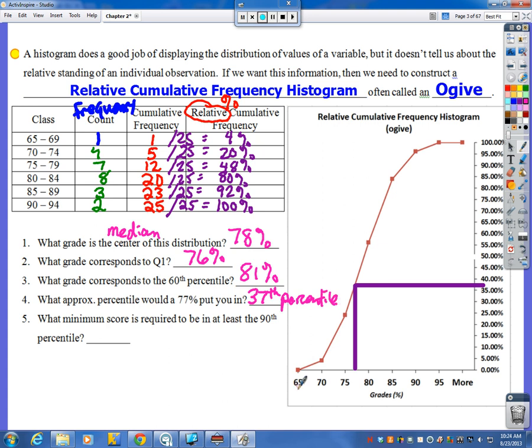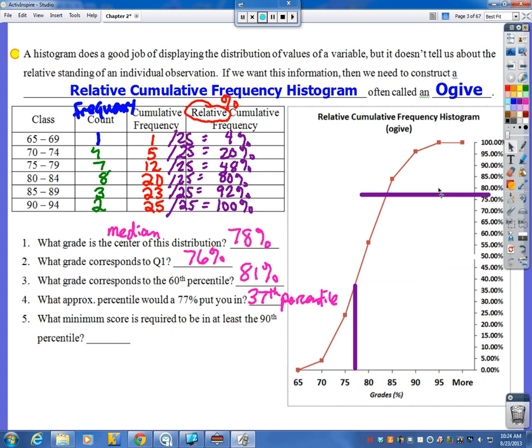Not too great, you know. I've done better than 37% of people in my class, but that still means 63% of people did better than me. And then number 5, what minimum score is required to be in at least the 90th percentile?